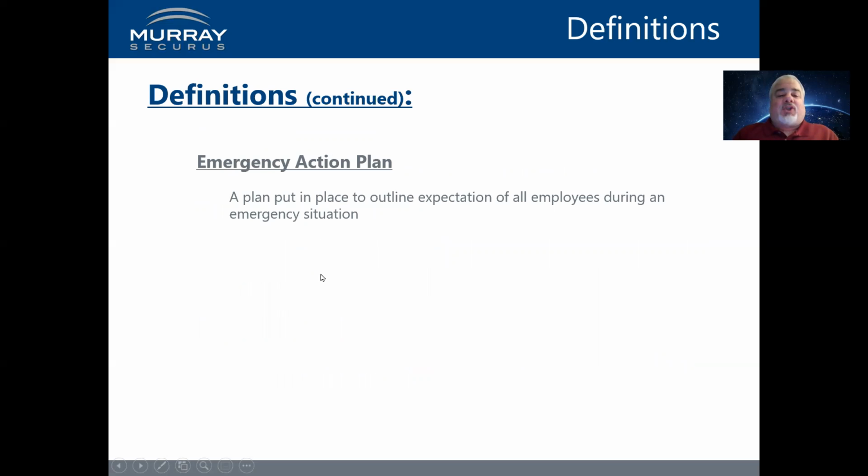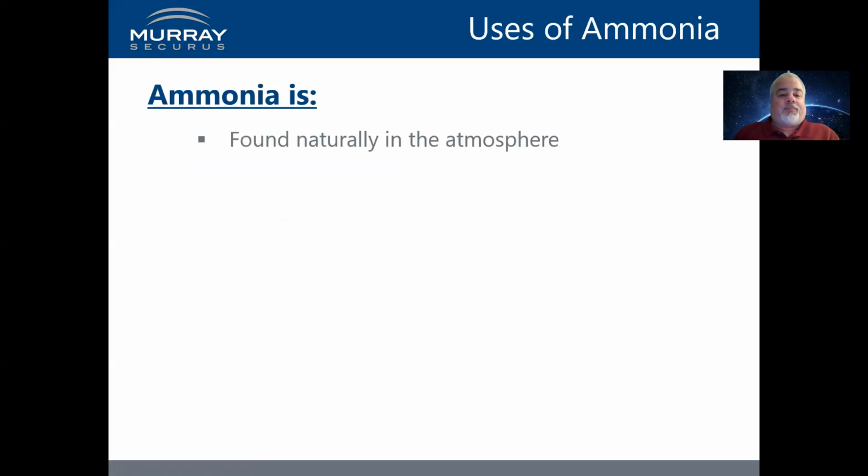The Emergency Action Plan, EAP, is a plan put in place to outline expectation of all employees during an emergency situation. So we've already talked about that in a separate presentation, but you need to understand you need your emergency action plan or emergency response plan, as it's been called. And how do you behave? Who's responsible for exactly what actions if there is a problem?